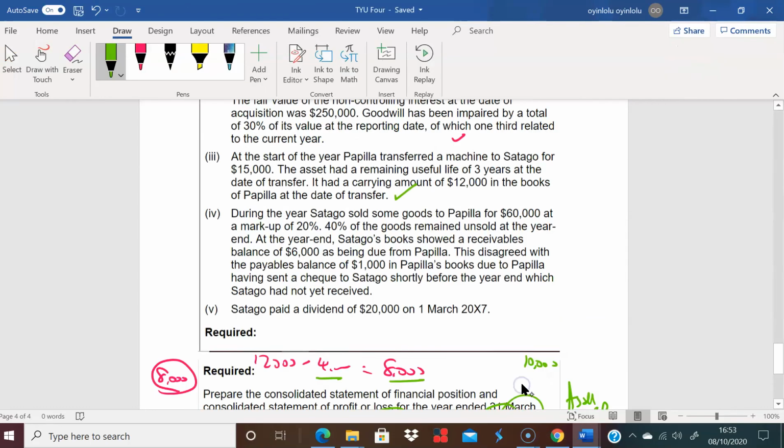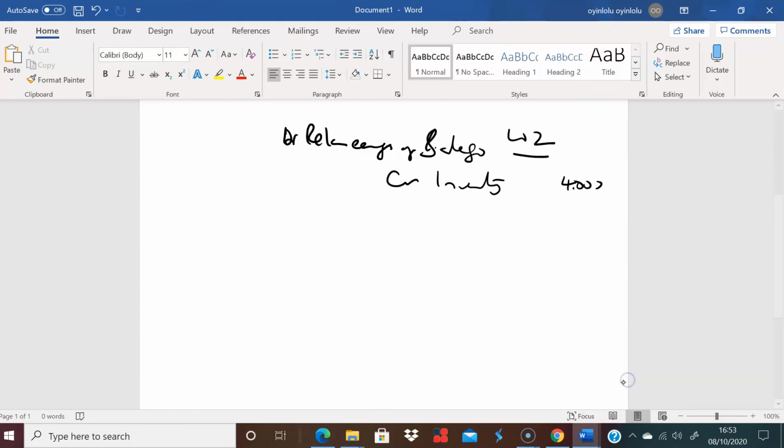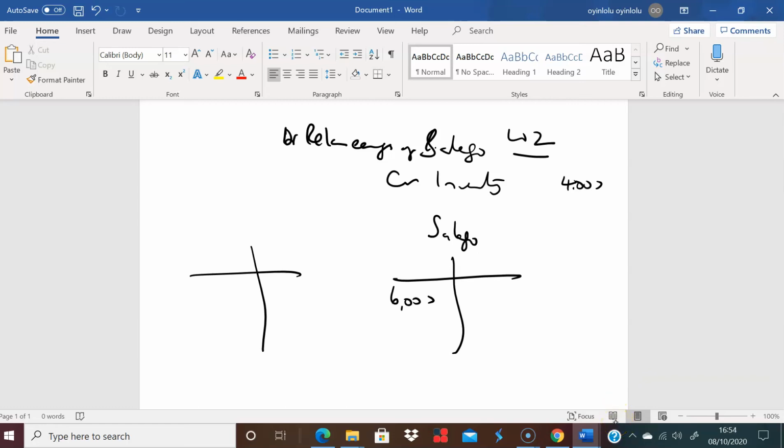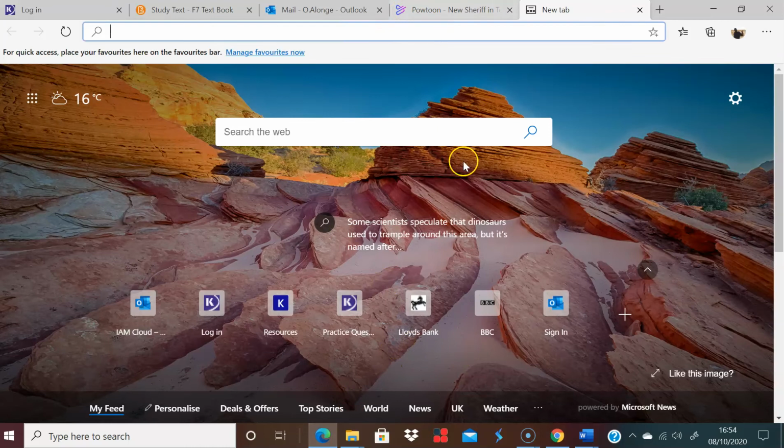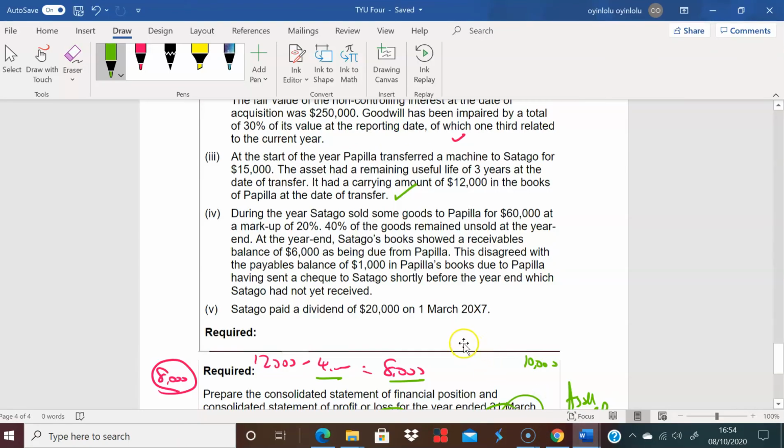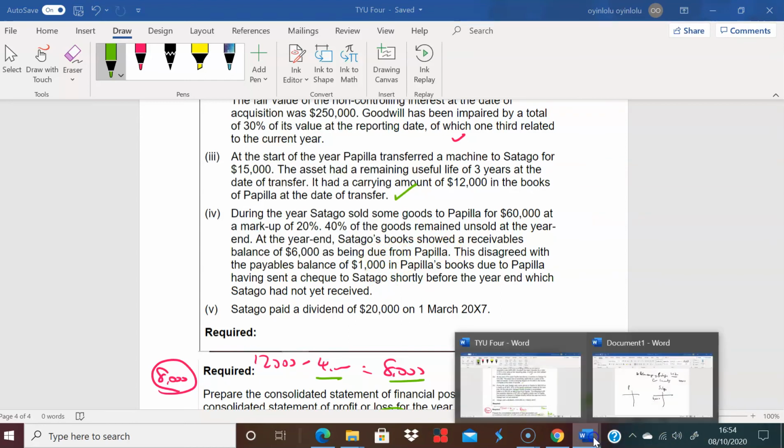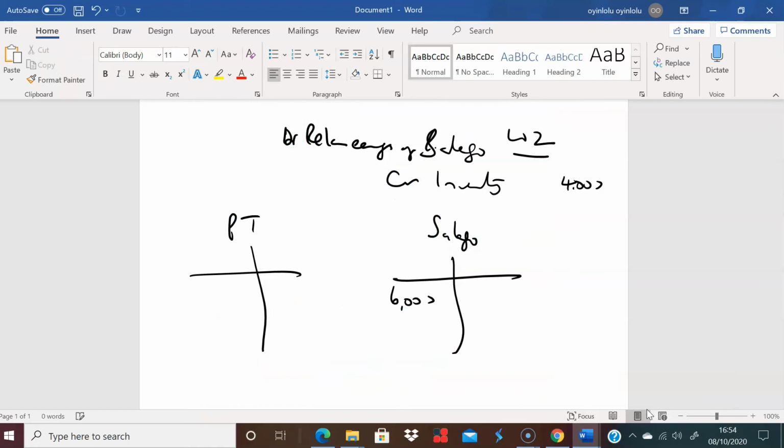So that's that bit. And at the year end, it says Satago's books show a receivable of 6,000, whilst the other company, Papilla, shows a payable balance of 1,000. So Papilla shows trade payables of 1,000, and Satago is showing 6,000. The only reason this can happen is because Papilla has sent a cheque.